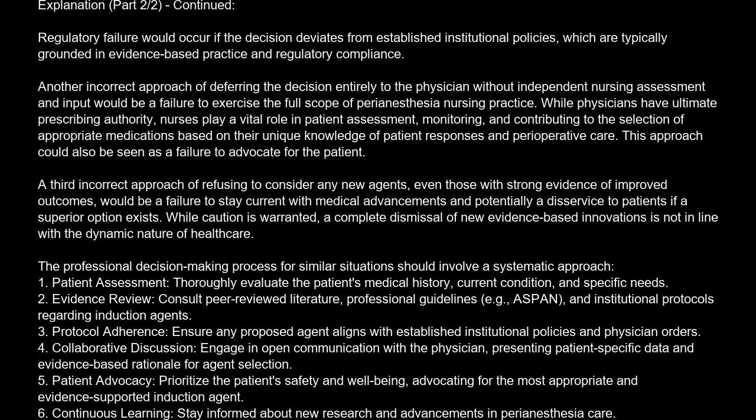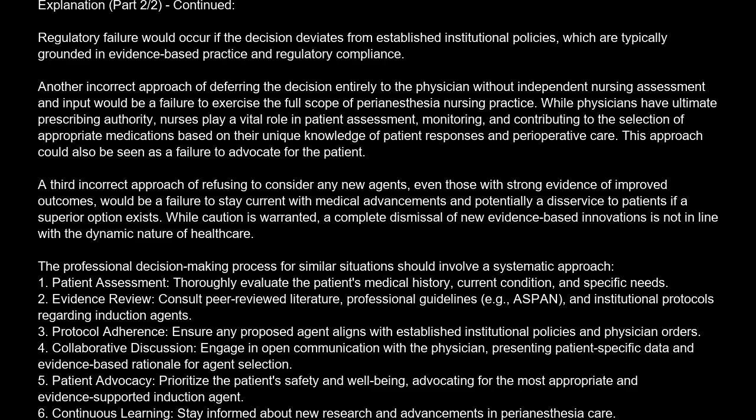regulatory compliance. Another incorrect approach of deferring the decision entirely to the physician without independent nursing assessment and input would be a failure to exercise the full scope of perianesthesia nursing practice. While physicians have ultimate prescribing authority, nurses play a vital role in patient assessment, monitoring, and contributing to the selection of appropriate medications based on their unique knowledge of patient responses and perioperative care. This approach could also be seen as a failure to advocate for the patient.